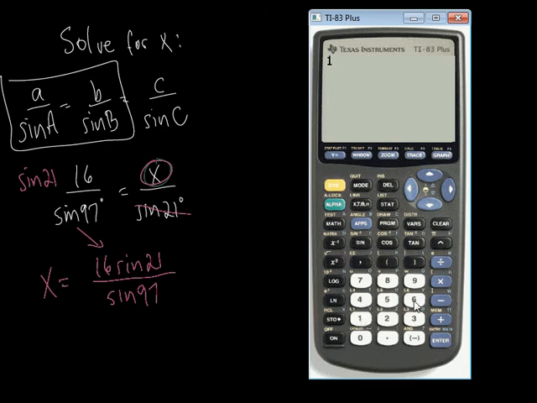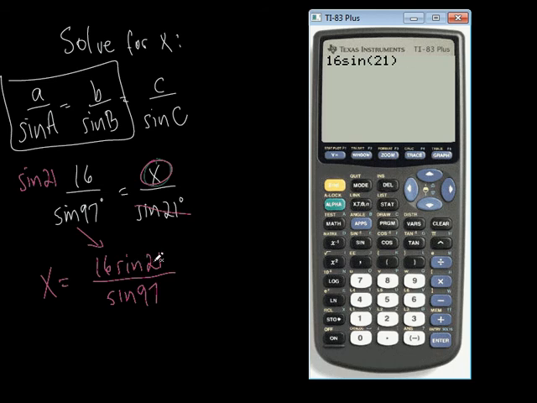What do you get? You got 16 sine of 21. Now, what if you had a little TI-30, like Rachel just showed you? You wouldn't hit 16 sine 21. You would hit 16 times, then 21 first, and then you hit the sine, okay?